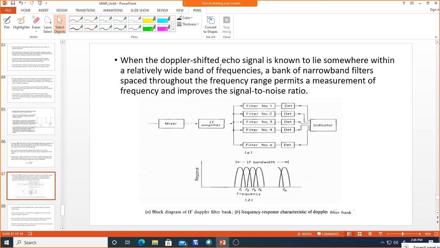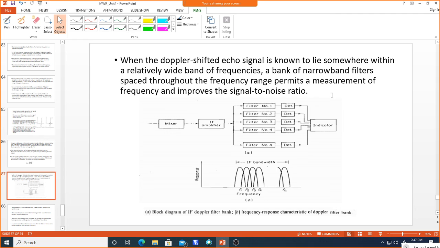This Doppler shifted echo signal is known to lie somewhere within a relatively wide band of frequencies. If you know the Doppler shifted echo signal will have a wide range, then you can use a bank of narrow band filters. Instead we could use a wide band filter, but it will increase the noise probability. That's why we use narrow band filters with reduced noise, cascade them, and get the wide frequency range.